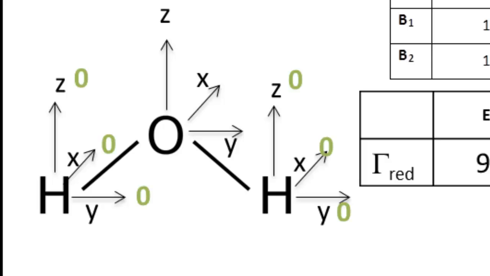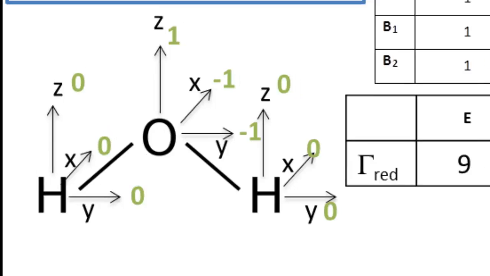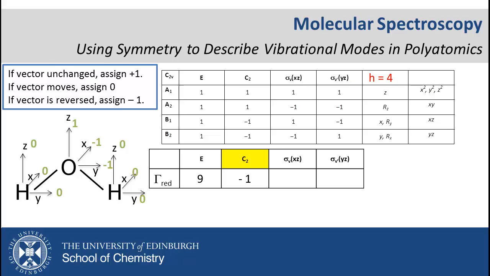For C2 rotation, the hydrogen atoms switch positions, while the oxygen rotates in the same position. What happens to each vector? For hydrogen, the vectors have completely moved, so each of the 6 vectors returns a value of 0. For oxygen, let's take each axis in turn. Rotating the molecule does not change the z-axis, so it returns a value of +1. For the x and y axis, the vector rotates 180 degrees to the opposite direction, so they each return a value of -1. Thus the overall total is +1, -1, -1, giving us a total of -1.